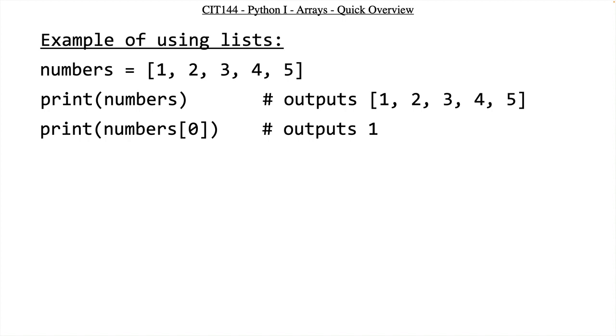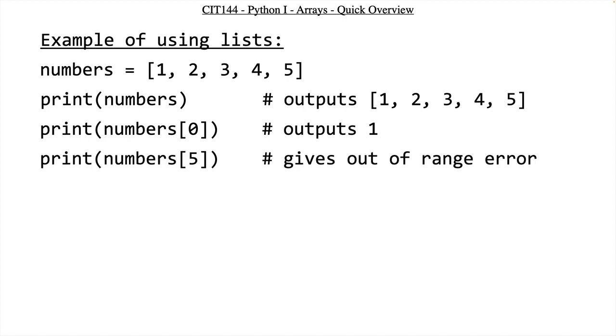So if I say print numbers of 0, that will print the element in the numbers list at location 0, which is the first element of the array. So that will simply print out the value 1. Now, if you mistype or misunderstand the indexes, and for this case we say print numbers of 5, there is no location 5. It only goes from 0 to 4. So what's going to happen here is it's going to give us an out of range error if we try to access an element of the array that does not exist.